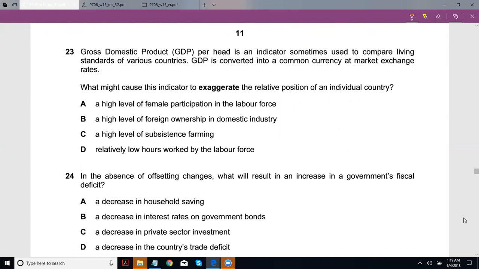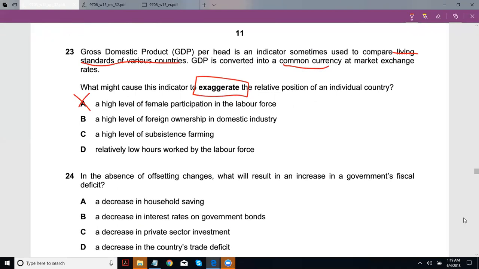23, GDP per head is an indicator sometimes used to compare living standards of various countries. GDP is converted into a common currency at market exchange rates. What might cause this indicator to exaggerate the relative position of an individual country? So to basically overstate it, that's the idea. A high level of female participation. Well, that's not really included in the indicator.